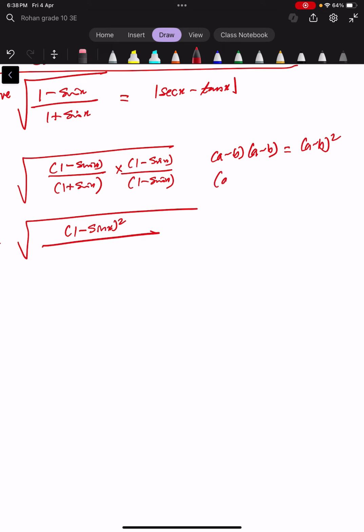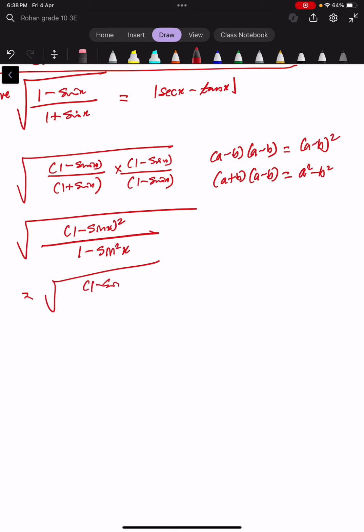Now the denominator is a plus b into a minus b. What is that? Sorry, a squared minus b squared. Apologies. So 1 plus sin x into 1 minus sin x is 1 minus sine squared x. So that is 1 minus sin x the whole square. And what is 1 minus sin squared x? That's cos squared x. So your square and square root cancel, and you'll be left with modulus, because it will be absolute value.